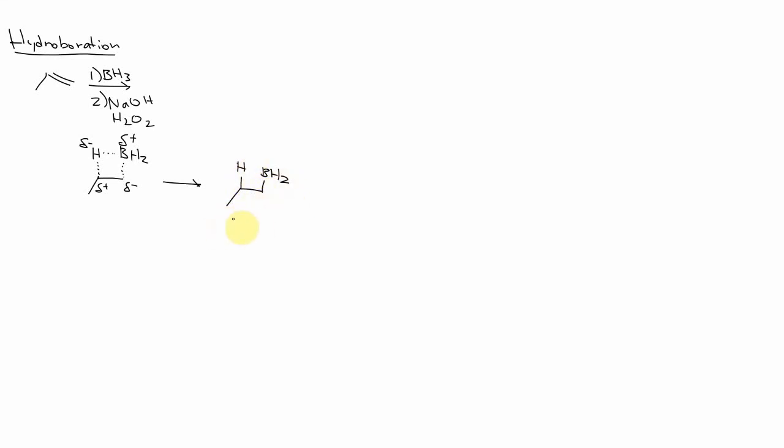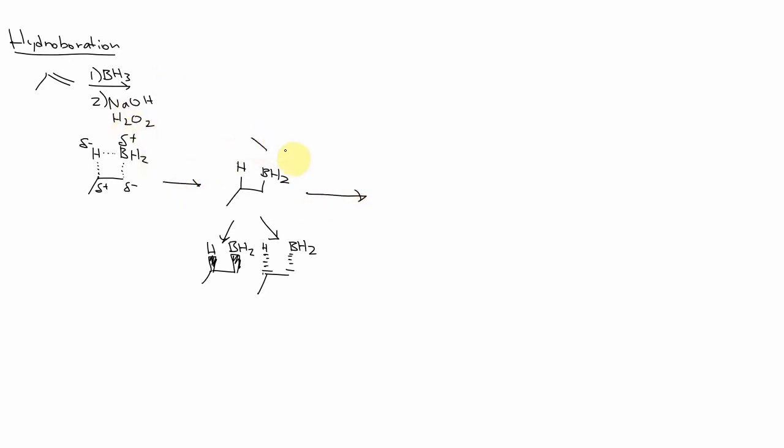So this is actually either two wedges or two dashes. Right? And these have the exact same stability, and so that means that the ratio between them is going to be 1:1, and you'll get a 50-50 split. And so what happens next? So that's the first step.